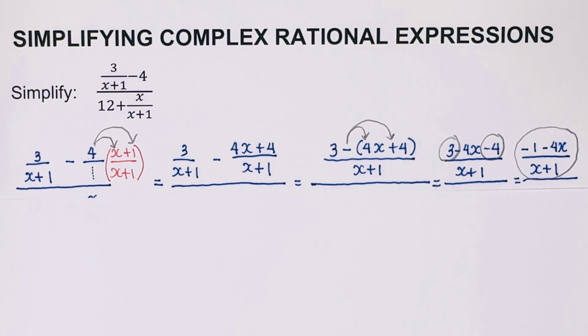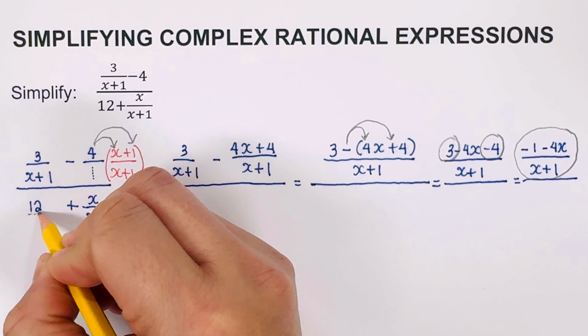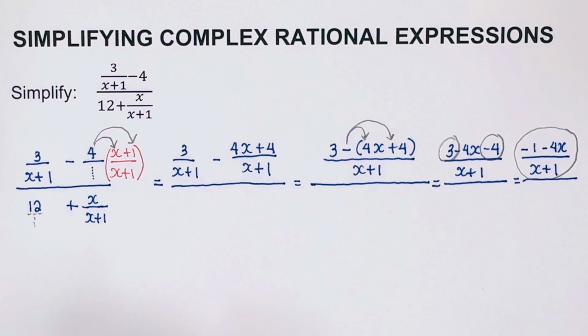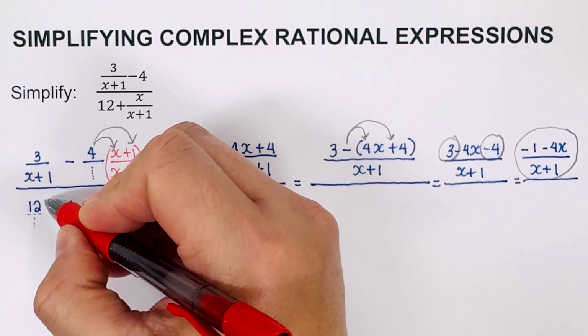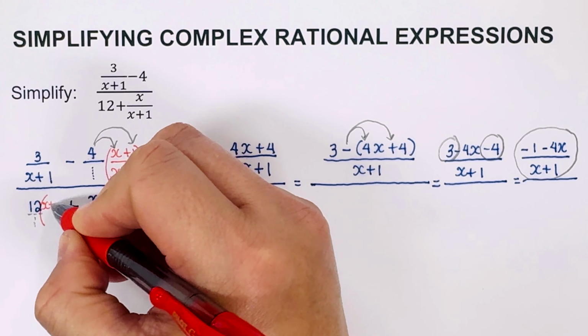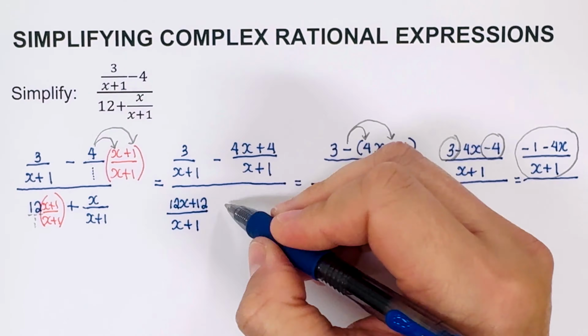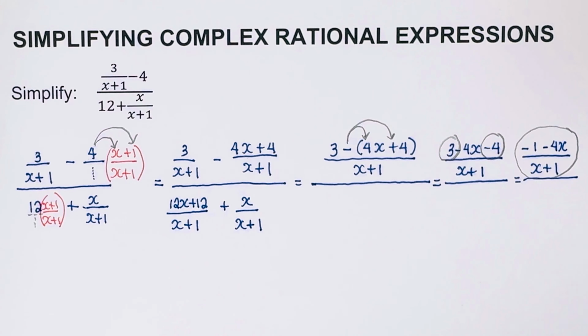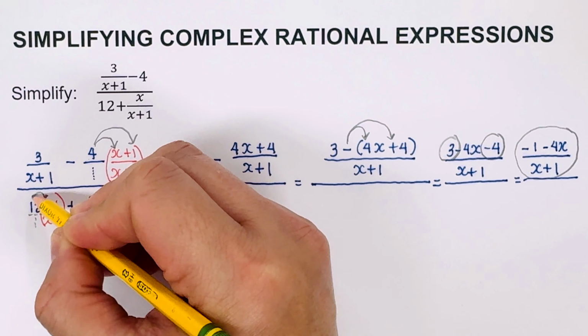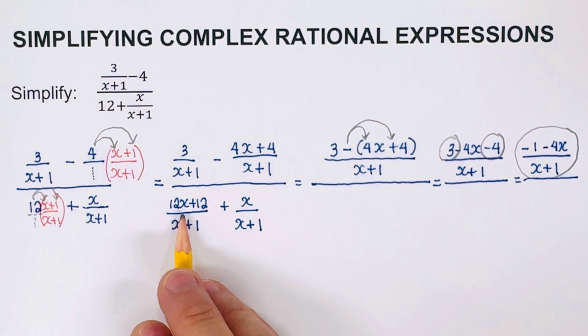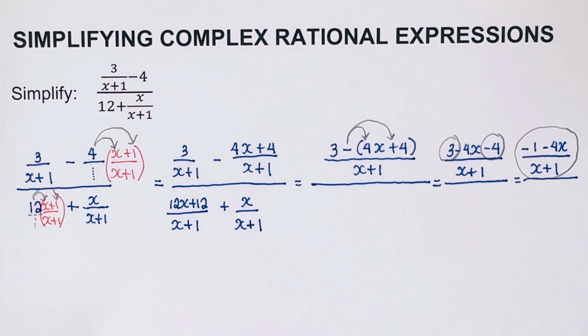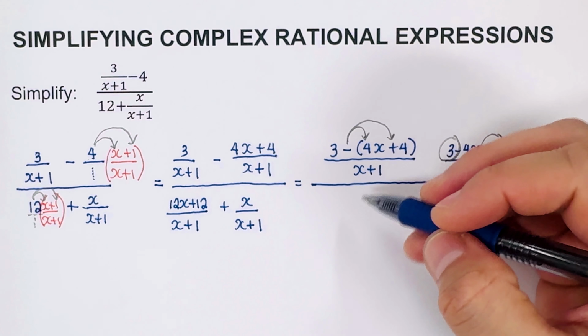Let's now uncover the denominator and work through it. Since they don't have the same denominator, and this one has an invisible denominator of 1, I will multiply 12 by x plus 1 over x plus 1 to make their denominators even. What I did here was distribute the 12 to each of the terms inside the parentheses. So 12 times x is 12x, 12 times 1 is 12. They now have a common denominator of x plus 1, so I'm going to rewrite that down here.